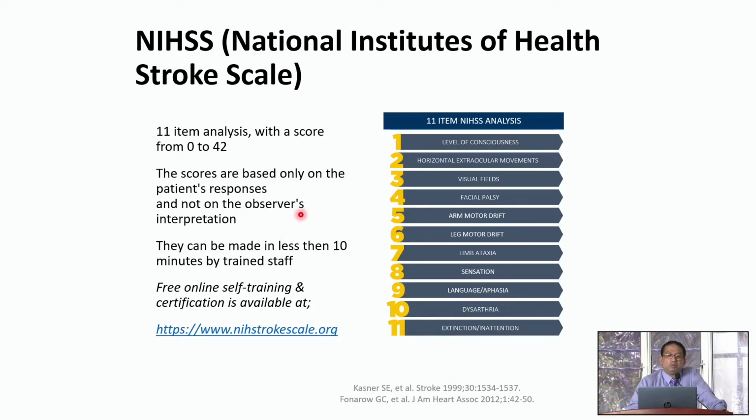The score should be based on the patient's response, not the observer's interpretation, to get an accurate score. Usually it is done by a trained person, and it can be done in less than 10 minutes. There are 11 items of analysis in this score.